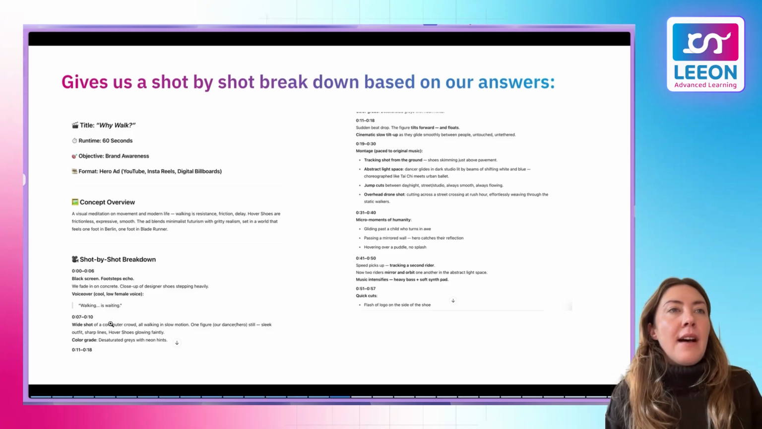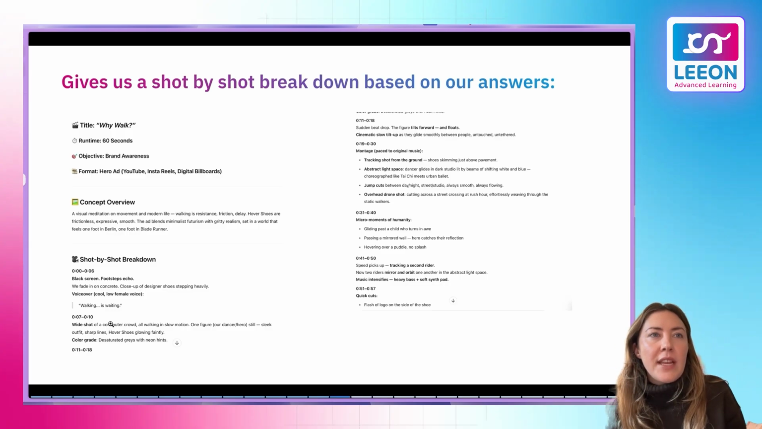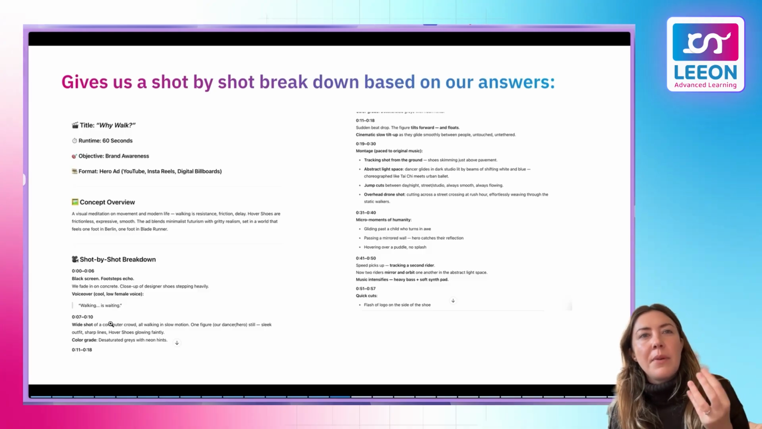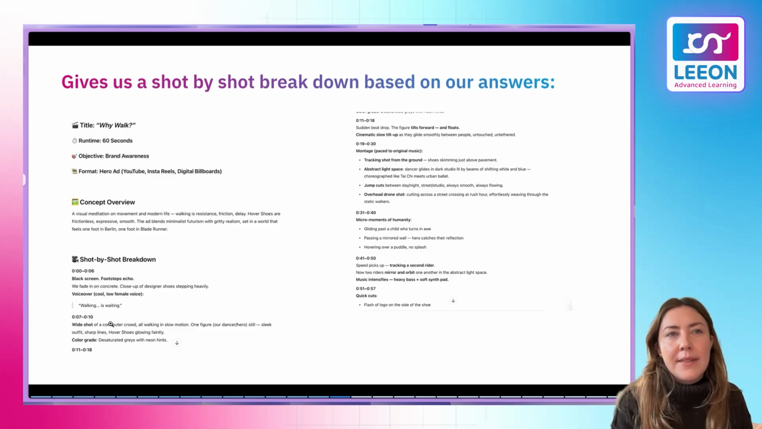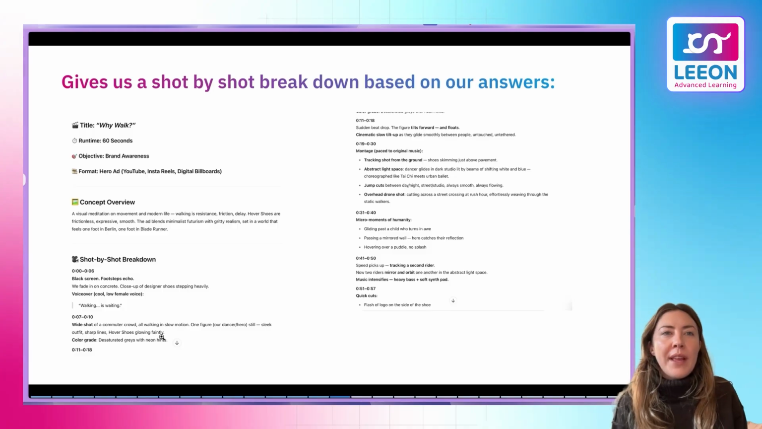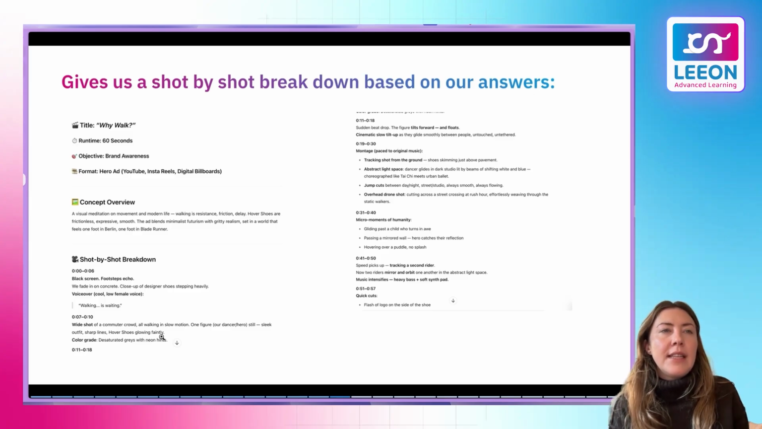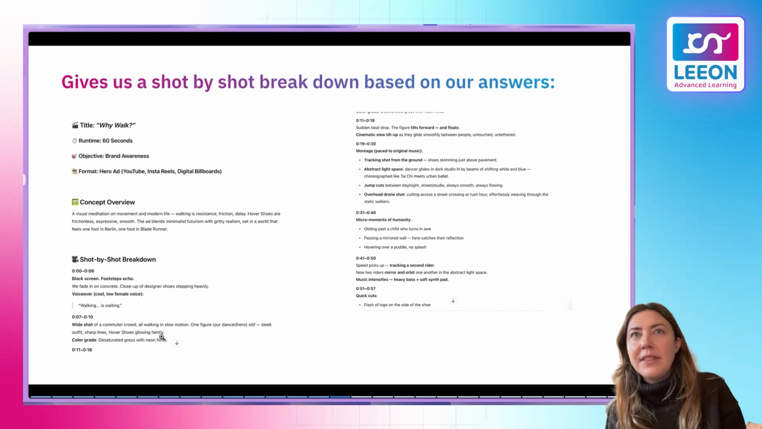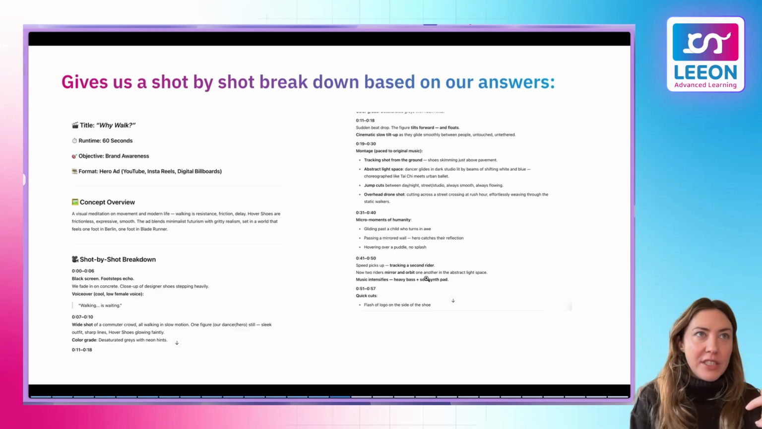Shot-by-shot breakdown, it starts with a black screen, footsteps echo, we fade in on concrete, a close-up of designer shoes stepping heavily, and it says walking is waiting. And then there's another shot of a commuter crowd, all walking in slow motion. And then one figure, which is our hero, is still, sleek outfit, sharp lines, hover shoes glowing faintly. I love this. Okay, so the hover shoes glow. This isn't something I thought about, but I actually really like this.